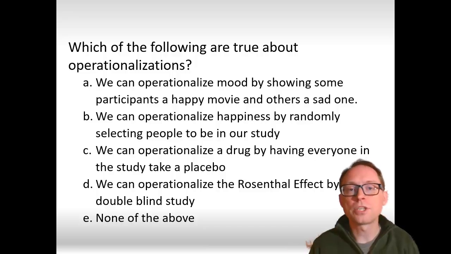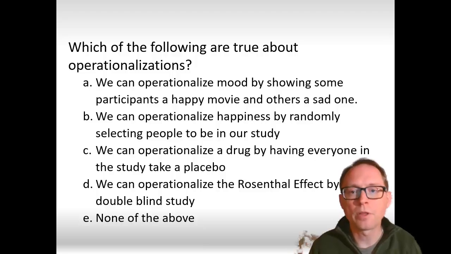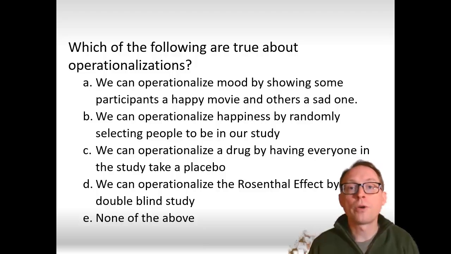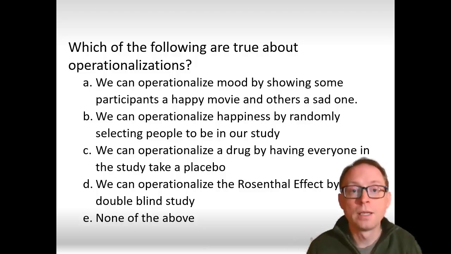All right, so let's look at these options. A, we can operationalize mood by showing some participants a happy movie and others a sad one. B, we can operationalize happiness by randomly selecting people to be in our study. C, we can operationalize a drug by having everyone in the study take a placebo. D, we can operationalize the Rosenthal effect by using a double-blind study. E, none of the above. The correct answer is A.